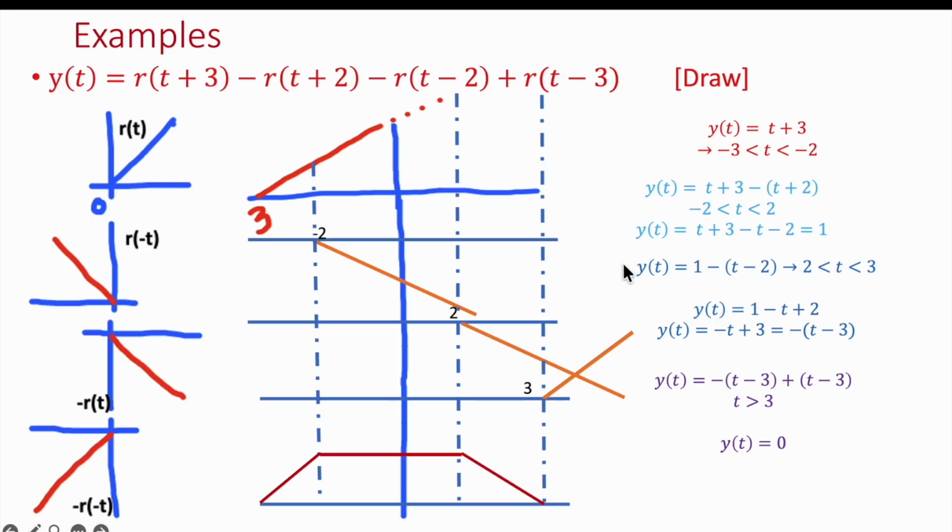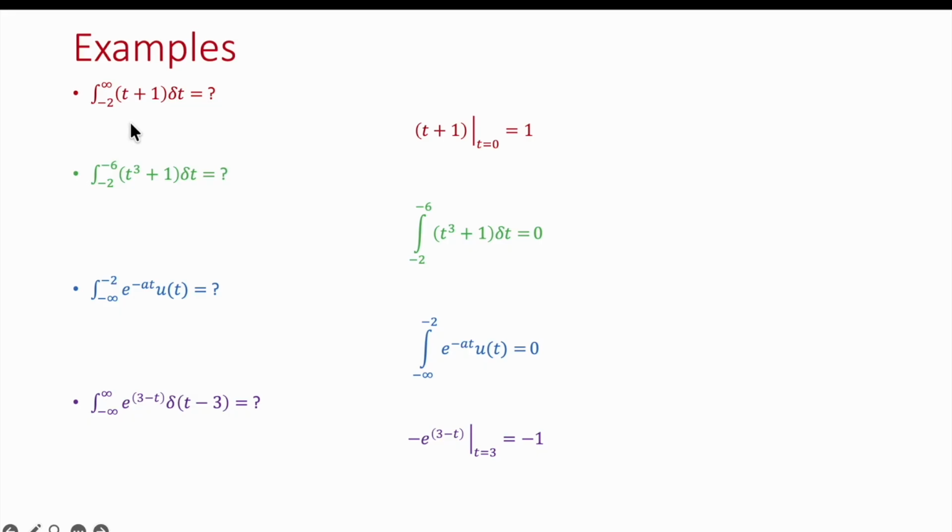So plus t minus 3, they cancel each other and the answer is 0. So these are a few examples. We need to calculate the integration.